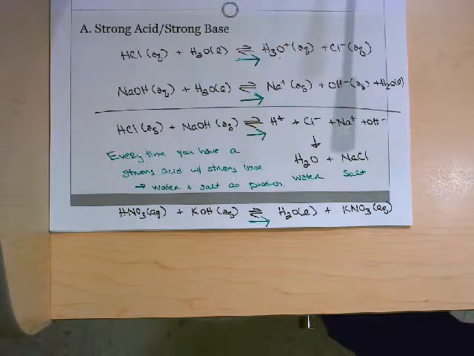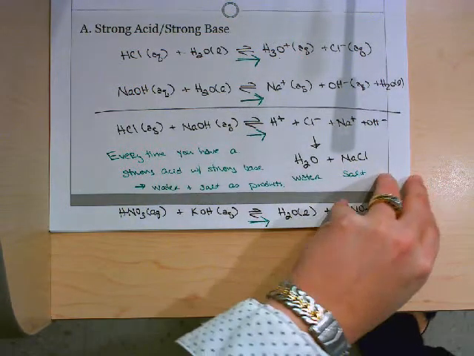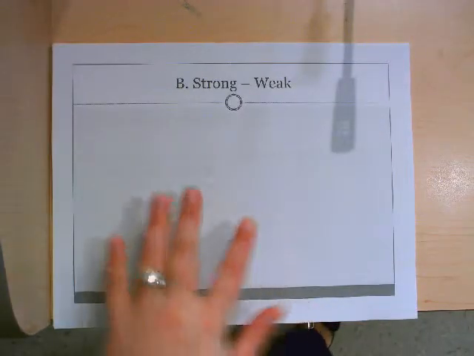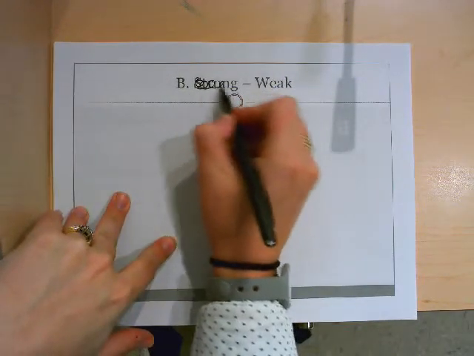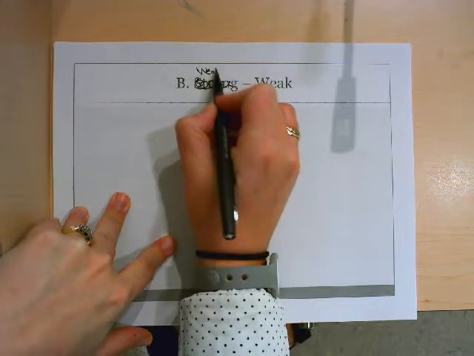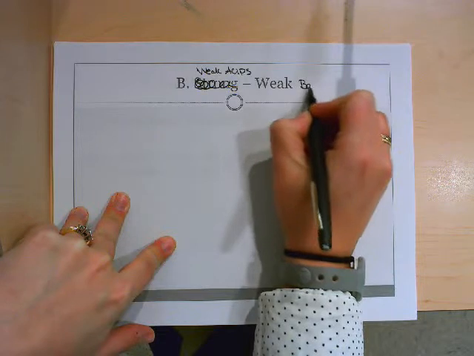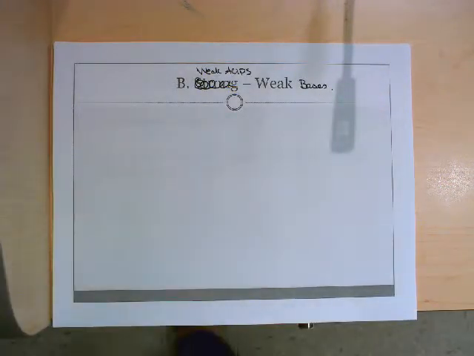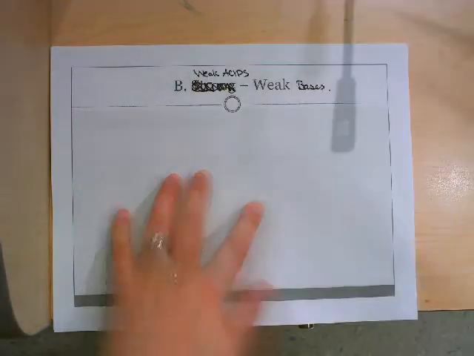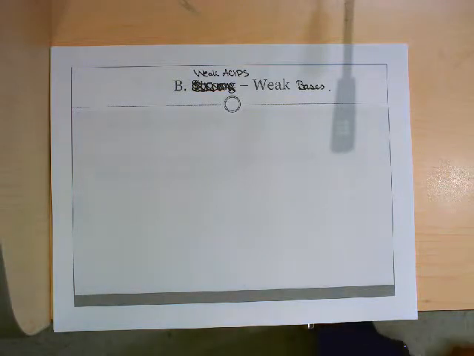Let's now look to see what happens when you have weak acids and weak bases. I realize this is a typo. It should say weak acids, weak bases. That's what I meant. Alright, so weak acids and weak bases.